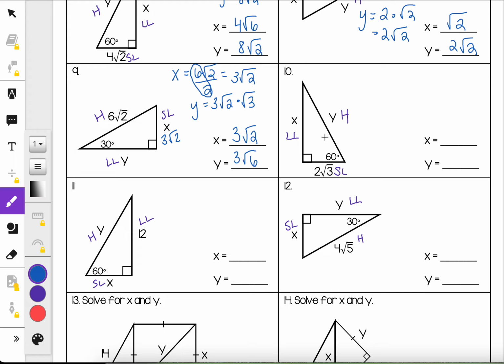For number 10, I have my short leg. I'm going to find my long leg first, but again, it doesn't matter. I could also find my hypotenuse first. So 2 root 3 times the square root of 3. If I try to simplify this, I'm going to have 2 times the square root of 9. Now the square root of 9 can be simplified to just 3. So x is going to equal 6. Okay, if I want to find my hypotenuse, I'm going to take 2 root 3 and multiply that by 2 to get 4 root 3.